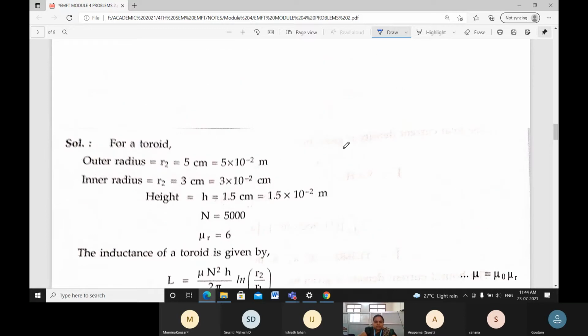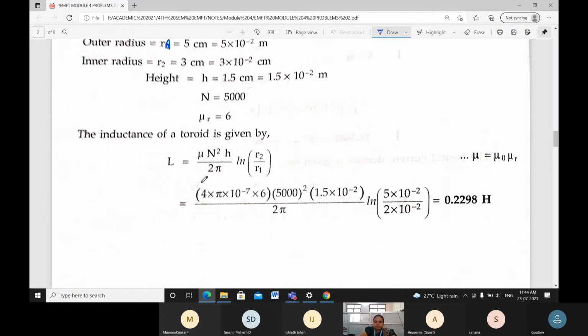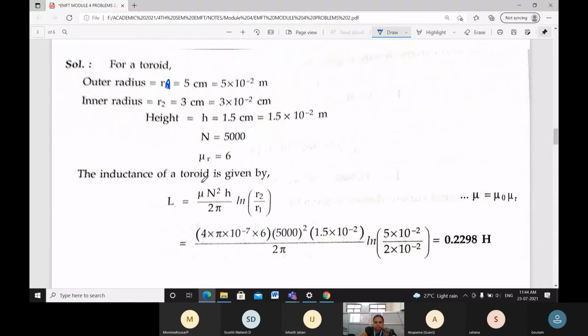There are two cases we come across here, where our outer radius is there and inner radius is there. In such cases, which equation do we have to use? For toroid, the radius here is going to be R. You can take R1 and R2, here taken as R2 only. Outer radius you take as R2 and inner one as R1. R2 is 5 centimeter and R1 is 3 centimeter. Then height is given as 1.5, it's a length I can take here. Then n is given as 5,000, mu r is given as 6 in this case.